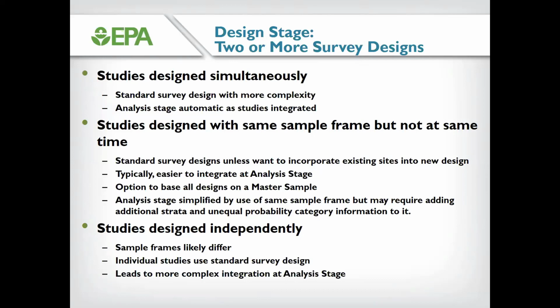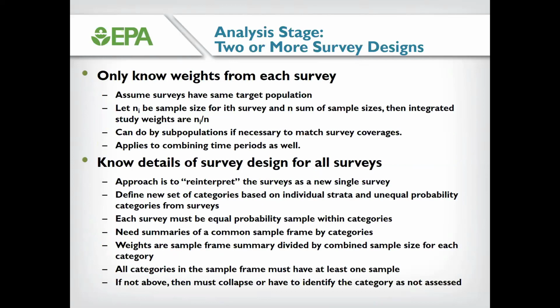So it's a little bit difficult. At the analysis stage, if you only know the weights, like I say, it's fairly straightforward. There's actually an analysis of health surveys book by Korn and Graubard. They have a section there about combining surveys. And essentially what you do is just proportional weighting based on sample size.